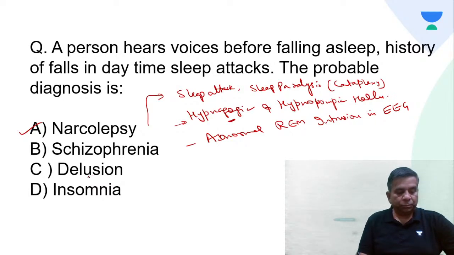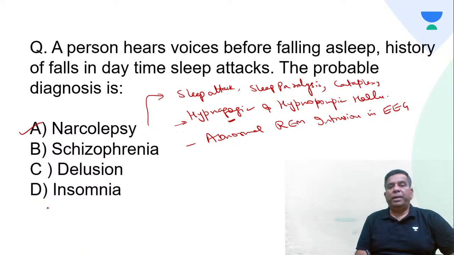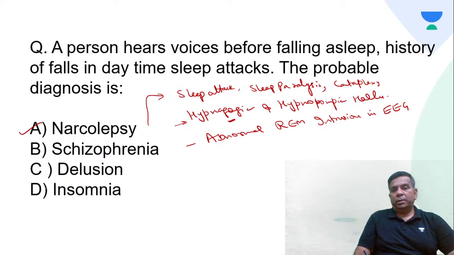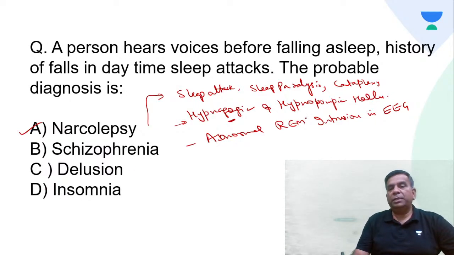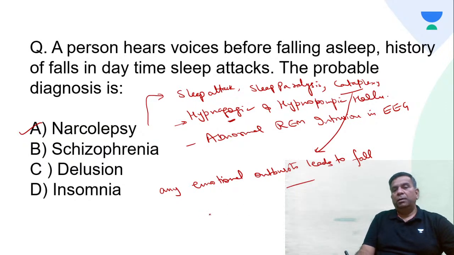What are the other symptoms? Sleep attack, sleep paralysis, cataplexy. Those are separate things. Cataplexy is the sudden break in the tone of the muscles. Sudden break in the tone of the muscle is called cataplexy. They have asked you another question, that any emotional outburst leads to a fall. That's cataplexy.